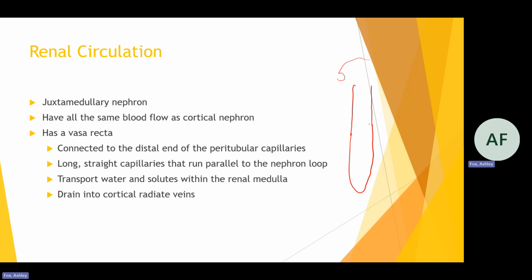So all the rest of the tubules would be up here. And then if we just had paratubular capillaries, they wouldn't go the length of the nephron loop. So we need an extra extension of the capillaries, and that's the vasa recta. So since the nephron loop goes into the medulla, the vasa recta is going to go into the medulla as well. Same thing, drains into the cortical radiate veins.